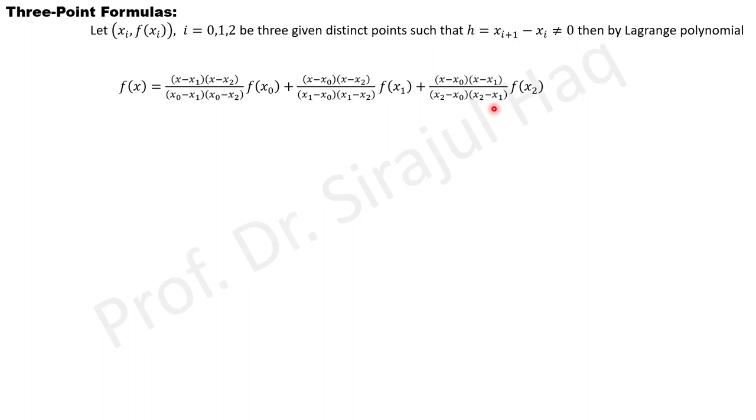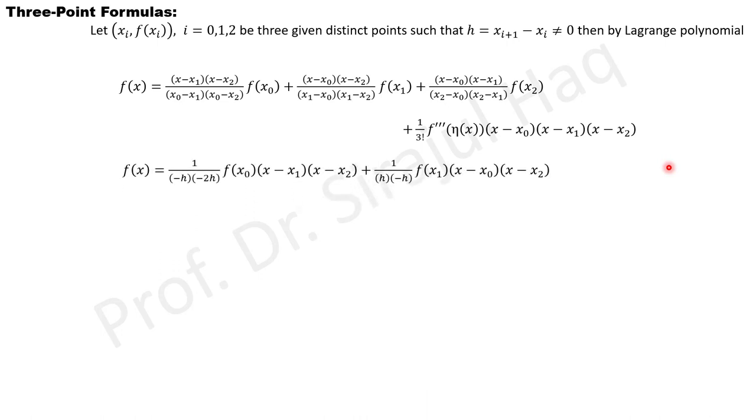Of course, when we are doing this approximation, we have the error term, and the error term is given by this expression which you already know. The target is to find the derivative of the function. But before that, let me use the value of h. X1 minus x0 is h. So this is minus h. X0 minus x2 is minus 2h. Rest are the same. This will be x1 minus x0 is h. X1 minus x2 is minus h. Rest is the same. Plus x2 minus x0 is 2h, x2 minus x1 is h, rest are the same, plus the error term.